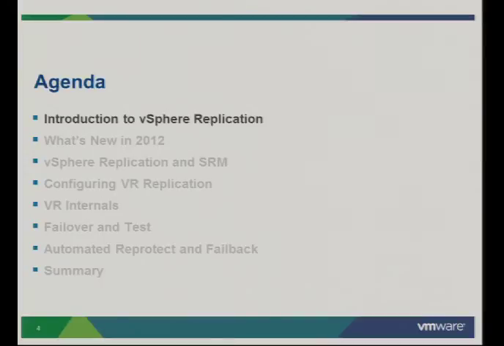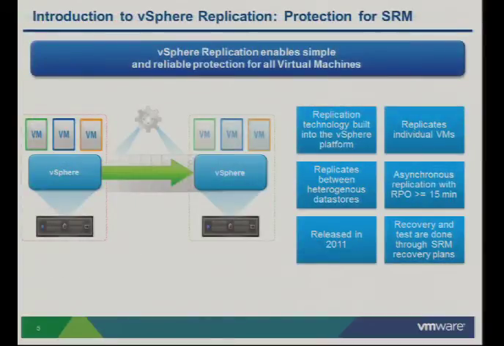So vSphere Replication was introduced with Site Recovery Manager version 5 last year. It's designed as a software replication engine that's built into the platform. It works basically at a SCSI filter level. It's part of the hypervisor. It's not an agent that we need to install or anything along these lines. It's directly built into the platform, and we just simply deploy a couple of appliances in order to manage the replication that it does. It replicates individual virtual machines.